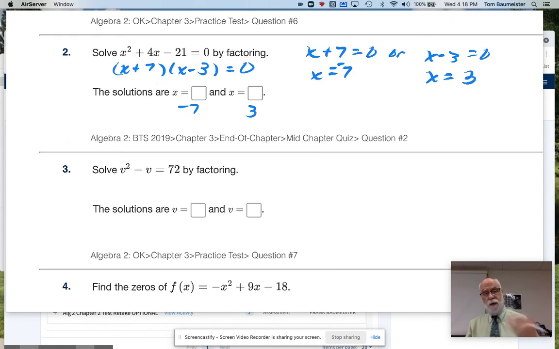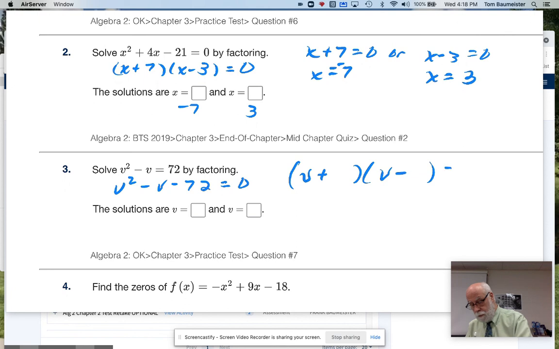On this one here, all they did is they took the 72. Remember, since it is a quadratic, set everything on one side of the equal sign and set it equal to 0. So I'm going to subtract the 72, and I'm going to set it equal to 0. Same thing here. Again, I have a negative here, so automatically one's positive and one's negative. And again, what are factors of 72 that would give us a minus 1? And you would tell me minus 9 plus 8.